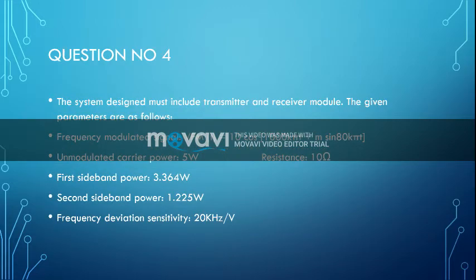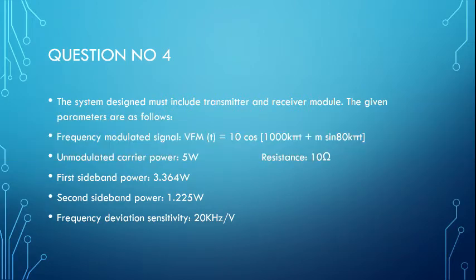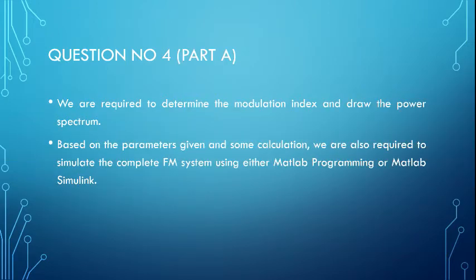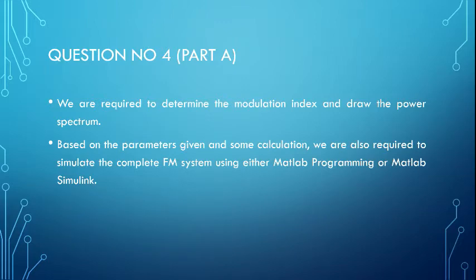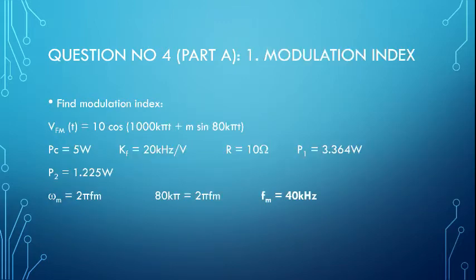Question number 4 is this question. All the parameters are given. So now I will discuss part A. In part A, we are required to determine the modulation index and draw the power spectrum based on the parameters given and some calculation. We are also required to simulate the complete FM system using either MATLAB programming or MATLAB simulation. For part A, we use MATLAB programming because it is easier.